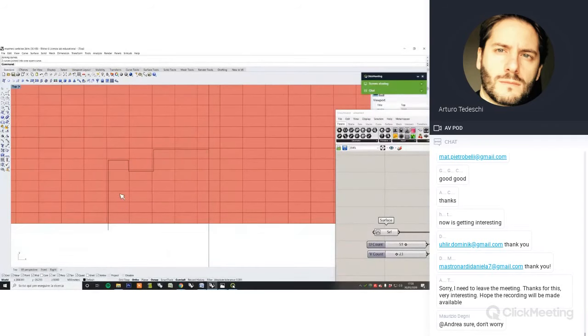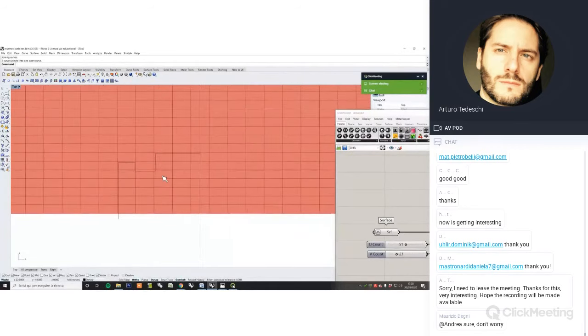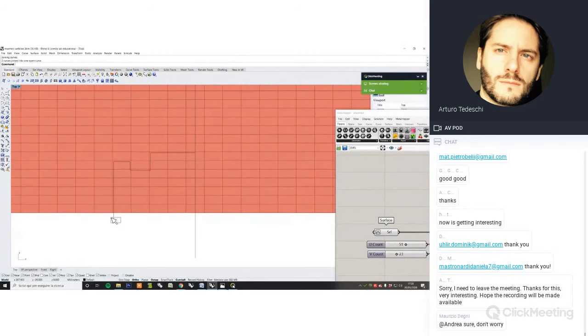Okay. So once again, we have 1, 2, 3, 4 and a half, and then 1, 2, 3, 4, 5, 6, like this. And then here, 1 and 2. This should be a kind of offset curve. This operation you can also do in Grasshopper, but it will be way, way more complicated to do it in Grasshopper.